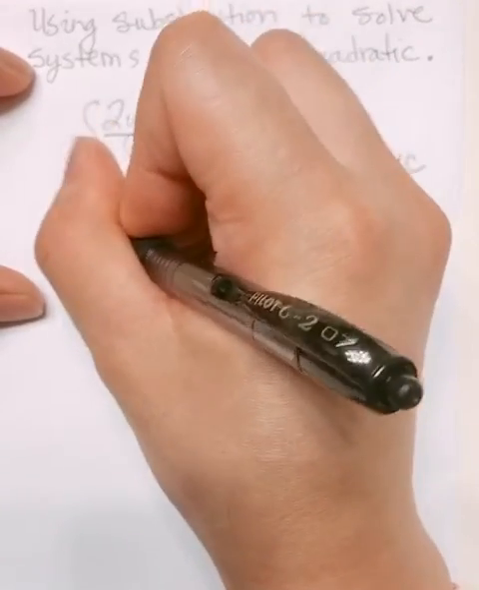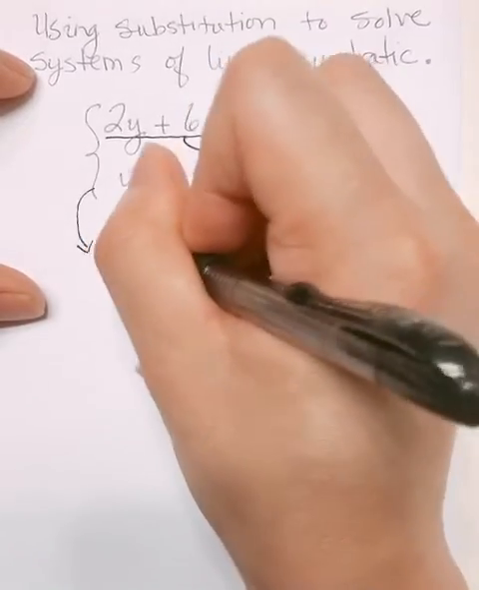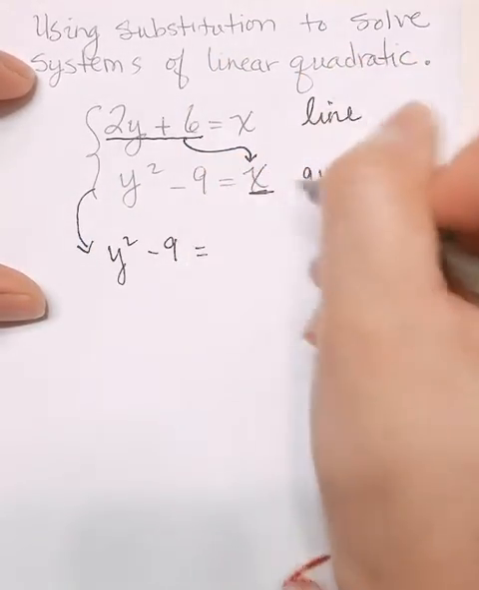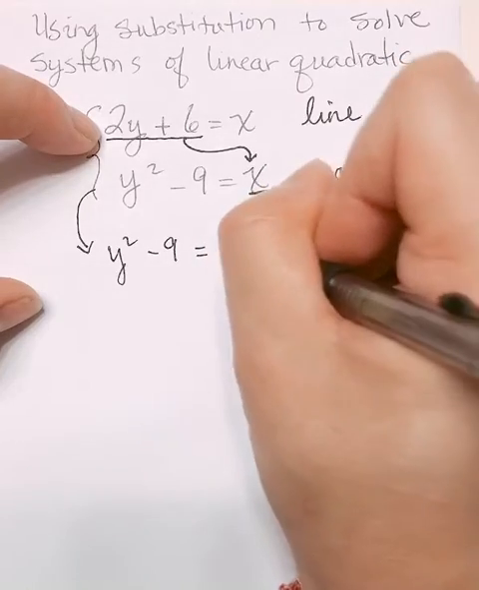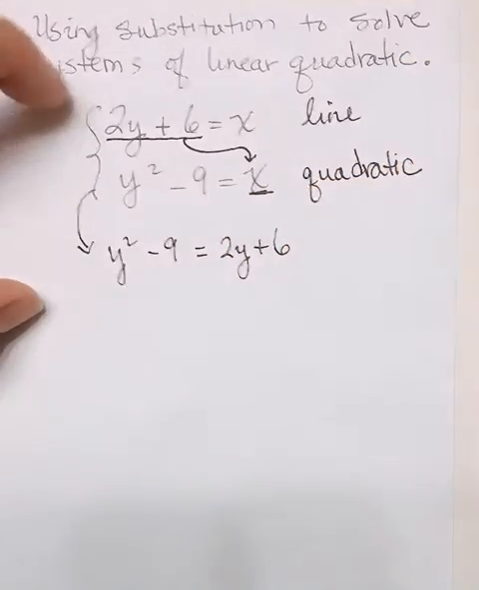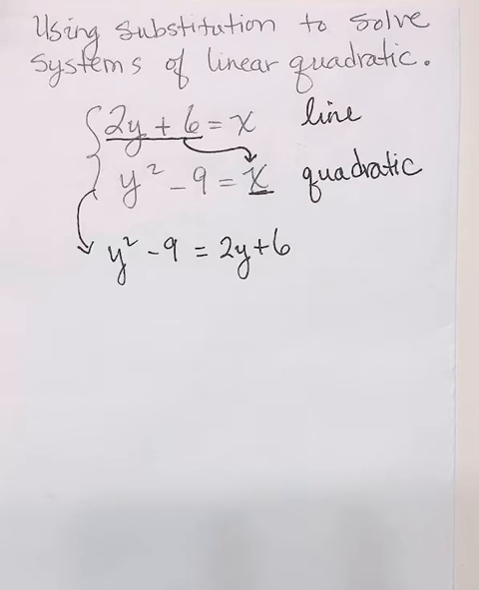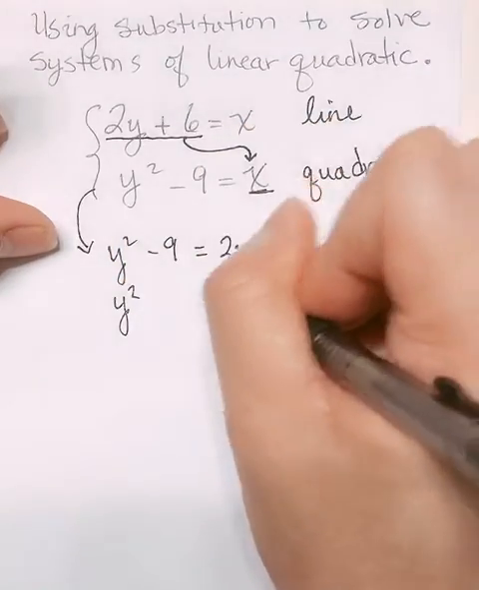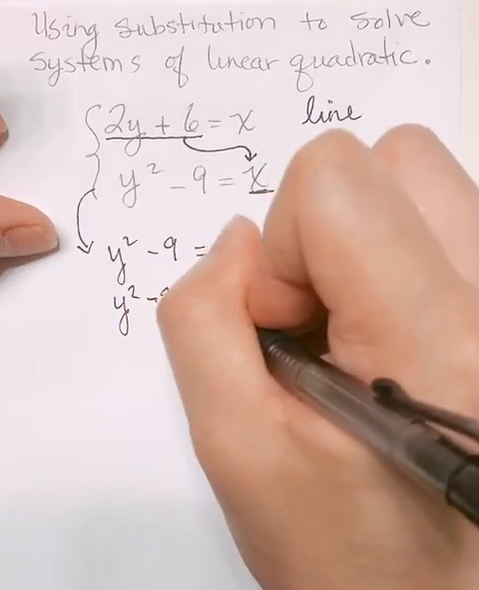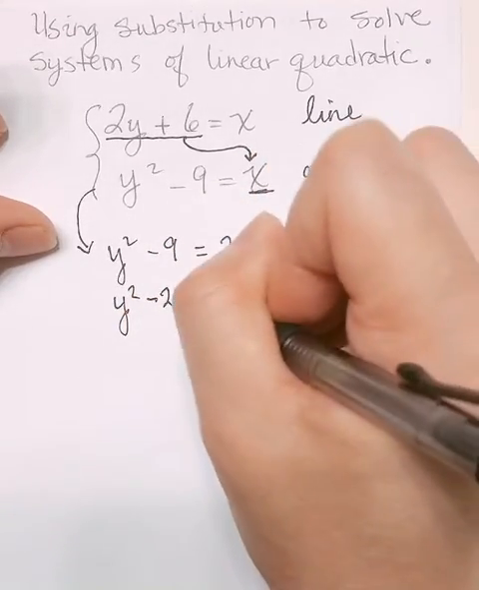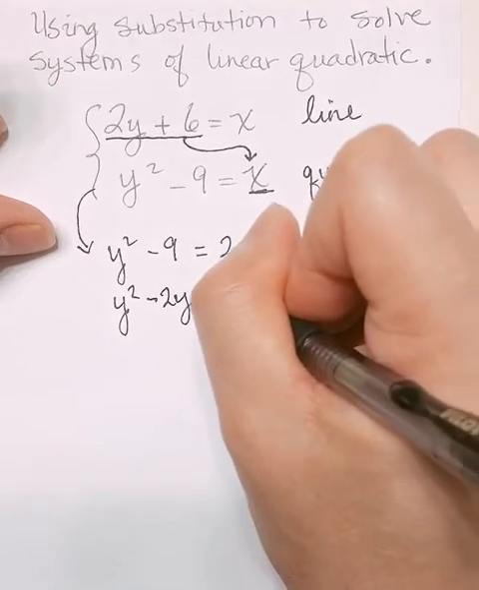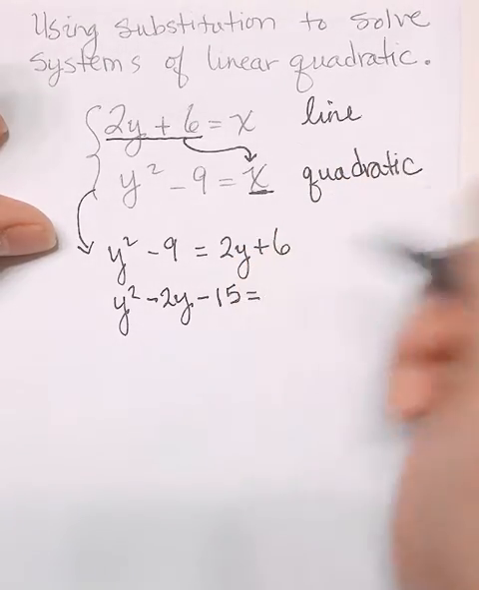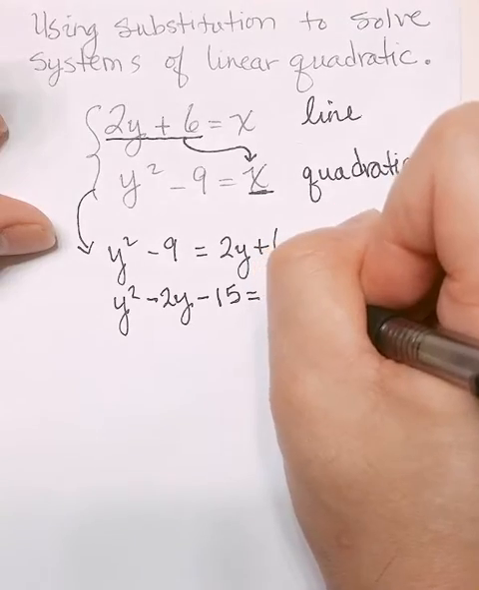So I'm going to rewrite my second equation as y squared minus 9 equals, instead of x, 2y plus 6. And this becomes a true quadratic equation with one variable. You can solve this by moving everything to one side: y squared, move this over to become minus 2y, and move the 6 over to add to the negative 9. It will be negative 15, because negative 9 and negative 6 is negative 15, and all of that is equal to 0.